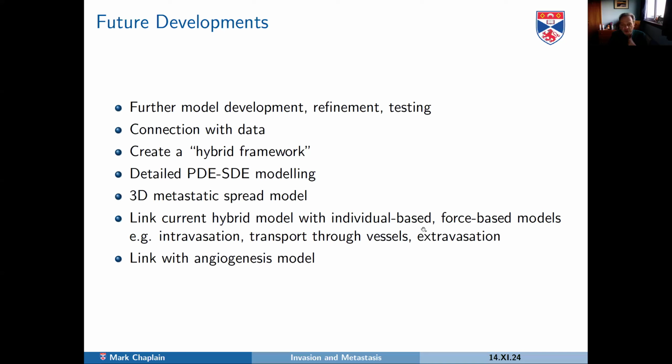And we're also trying to put some more biomechanical realism in through individual-based force-based models. So rather than just have the cells on nearby grid points, if we have some biomechanical repulsive model of individual cells, then that's a more accurate description of what's happening at the individual level. And that would allow us to model cell-cell adhesion in a more accurate way.